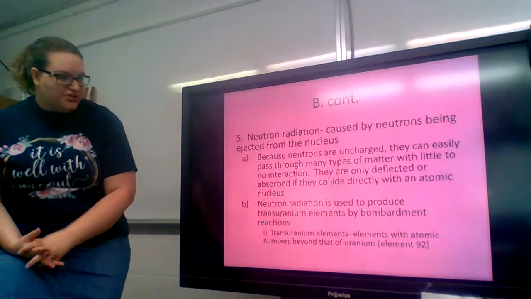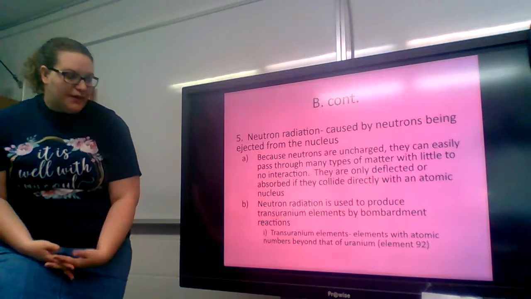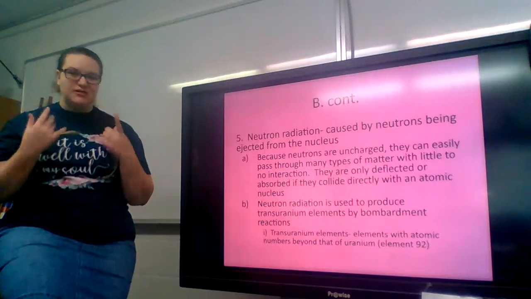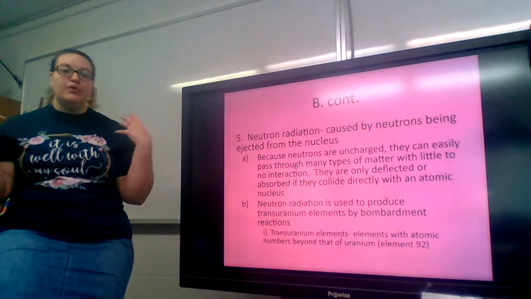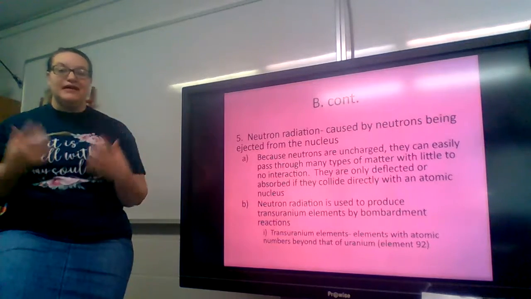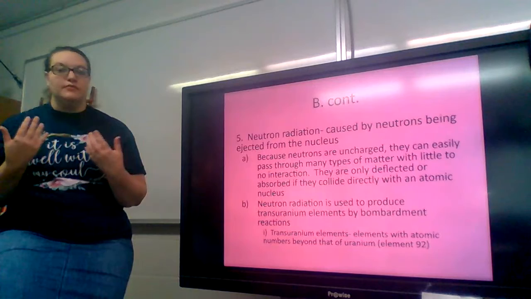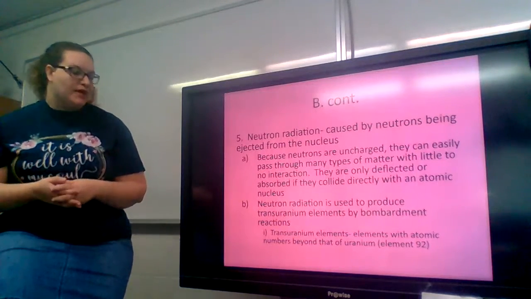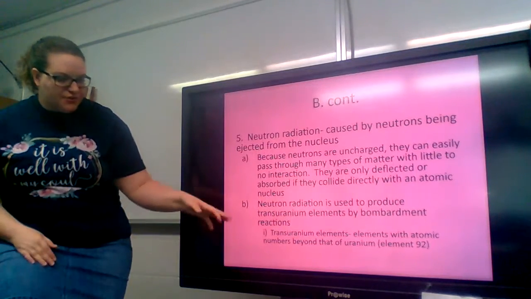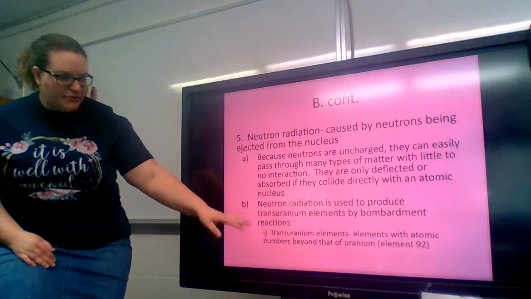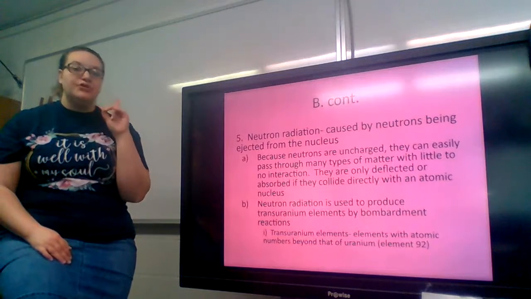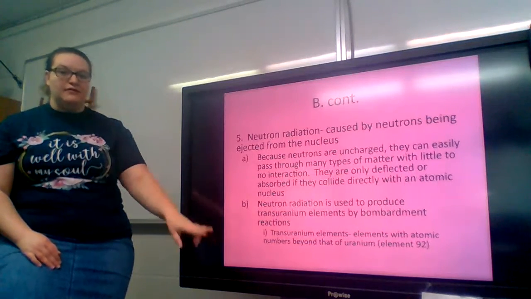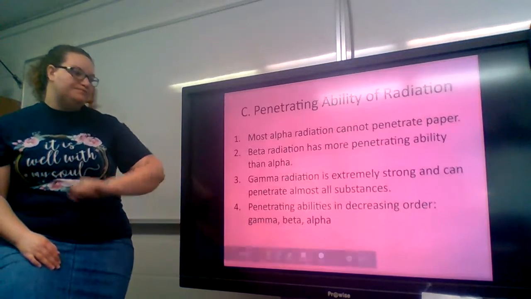Neutron radiation is used to produce transuranium elements by bombardment reactions, and we're going to talk about bombardment reactions later on, but basically it's when you overwhelm the nucleus with an excess of neutrons or protons or electrons, okay? And transuranium elements are elements with atomic numbers beyond that of uranium, element 92. Transuranium elements are going to be important later on, hence why we define them here.